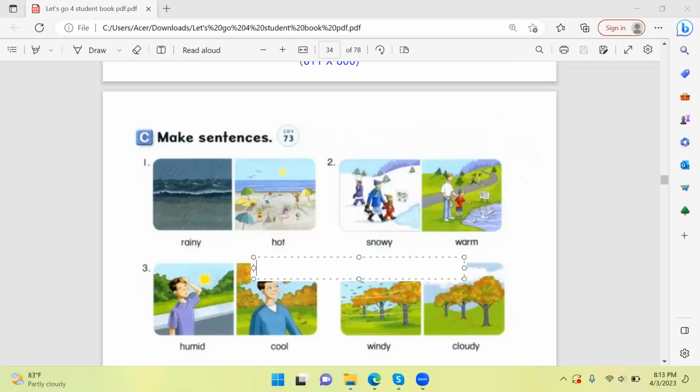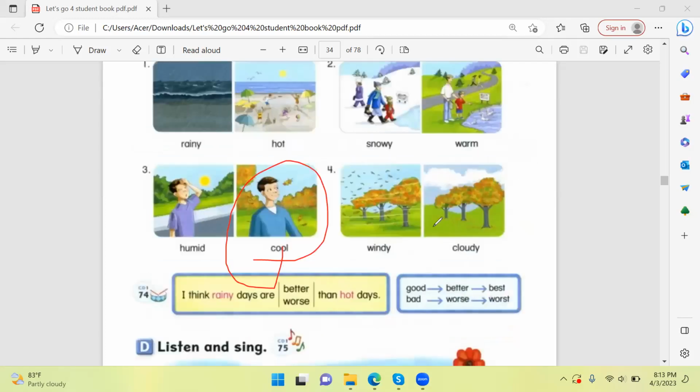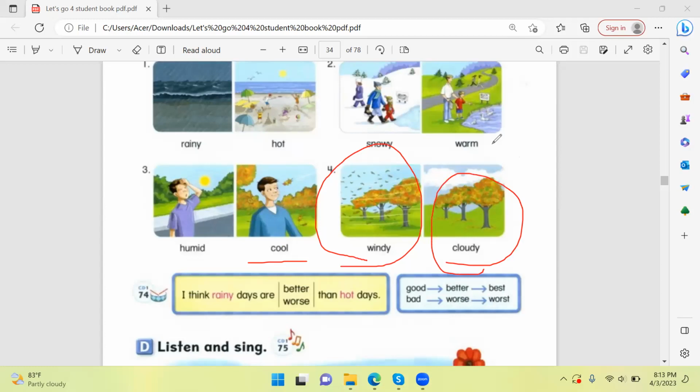Very good. How about this one? Can you please read this one? What word is that? It's happy. It's humid. Okay, very good. It's humid. How about this one? What word is this? It's cool. Okay, very good. It's cool. How about this one? It's windy. Very good. Last one. Okay, how about this one? It's cloudy. Very good.